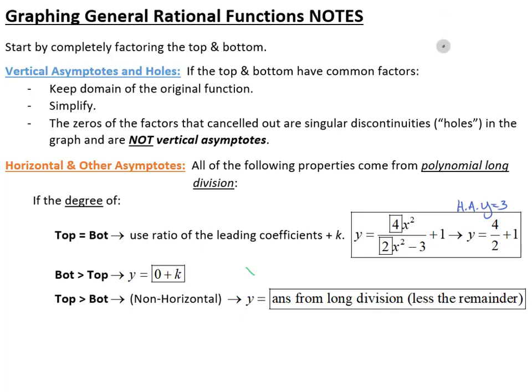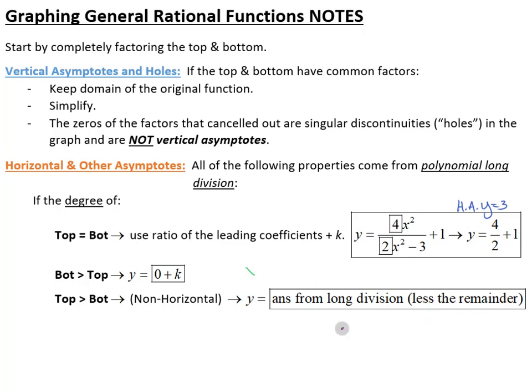Okay, so third and final case here. What happens though if the top has the higher degree? If it is top heavy by degree, well, there's no avoiding it. We don't get to use one of these two shortcuts. We have to do the long division. The good news is I only need to get down to the constant. We don't need to calculate the remainder.